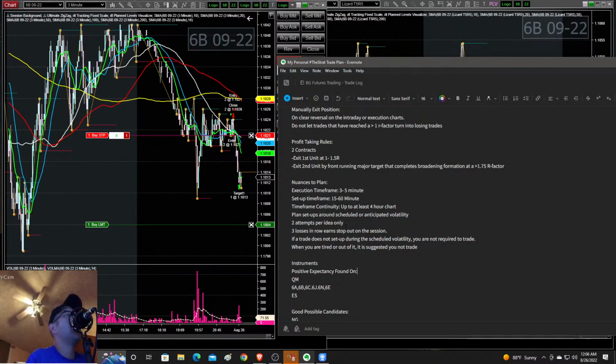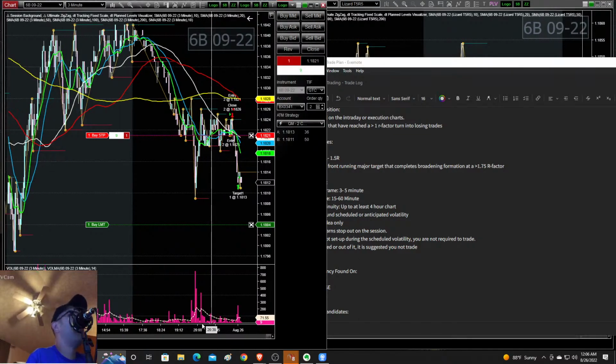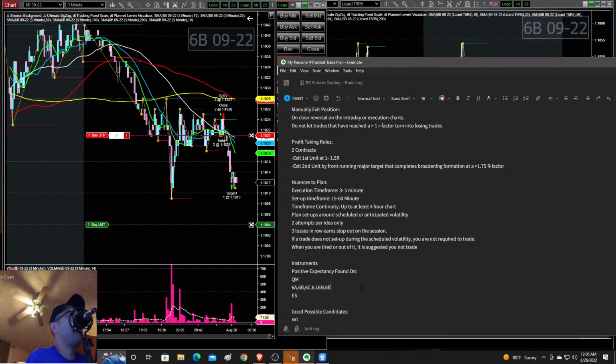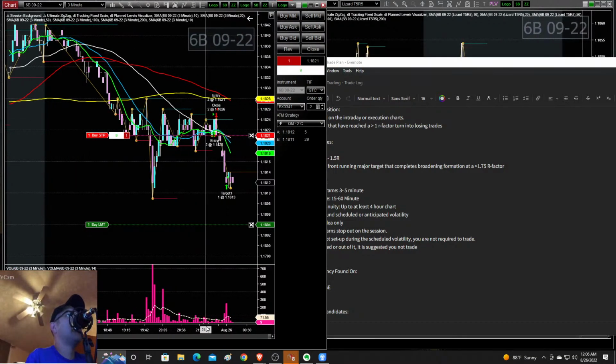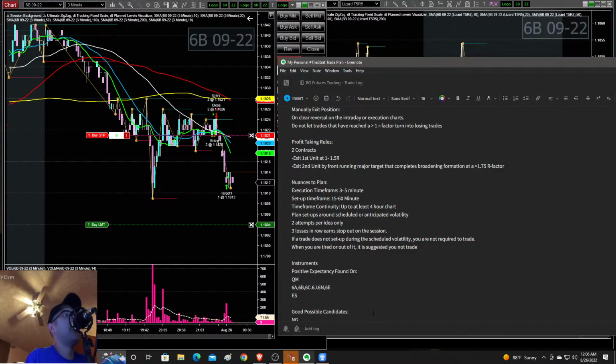Okay, so let's see what else about my plan have I not gone over yet. So plan and setups are on scheduled or anticipated volatility. Only want to take 2 attempts per idea. I have not mastered that one yet. I'm getting better at not taking silly trades anymore, though. Quite a bit better. 3 losses in a row earns a stop out on the session.